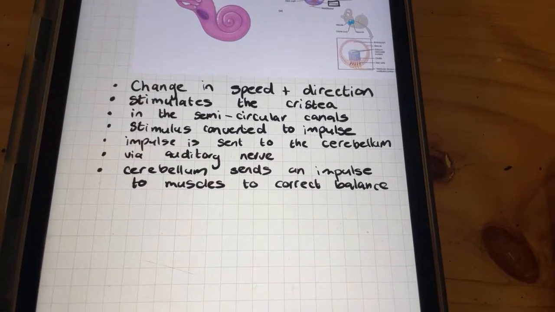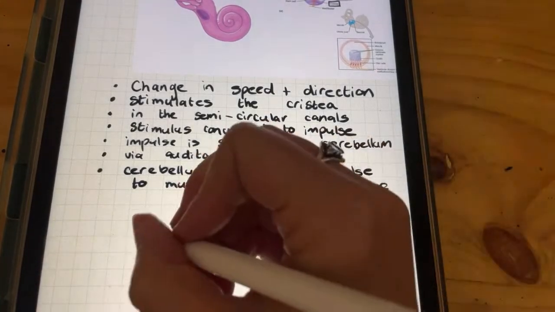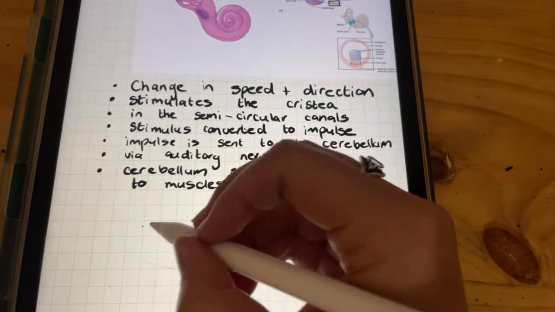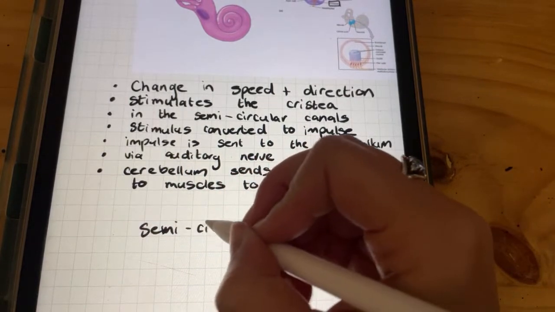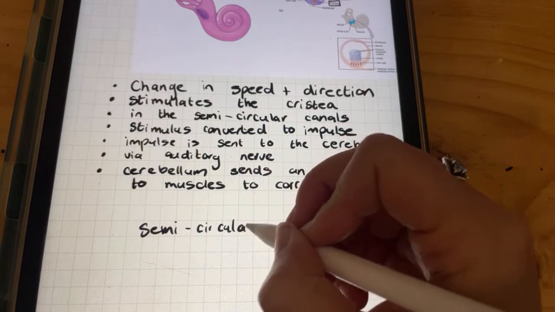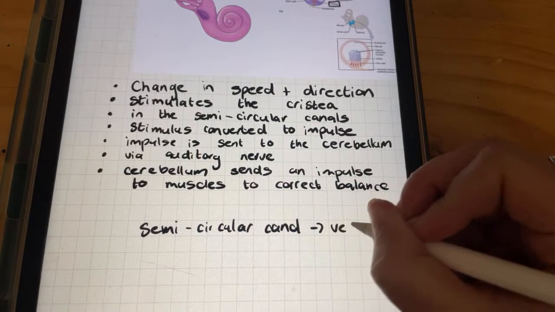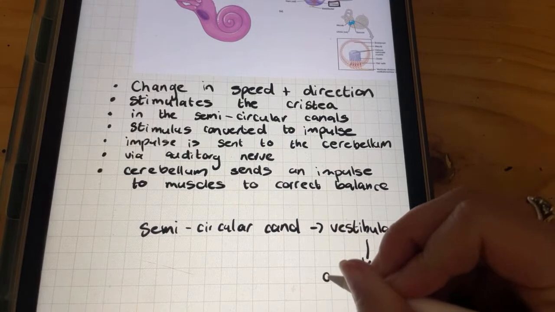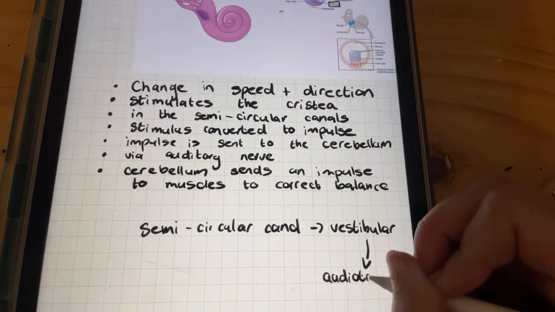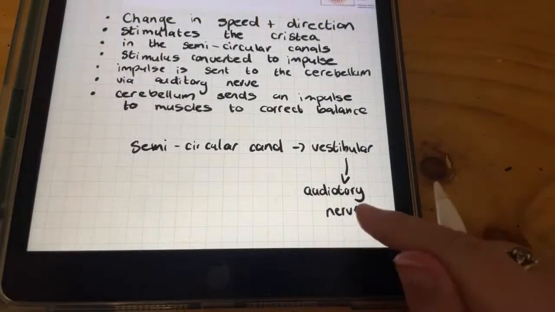As Pop asks, ma'am, what does the vestibular nerve do? The vestibular nerve is a branch of the auditory nerve. So in other words, if you want to think of it like this, it goes from the semicircular canal, from there we go to the vestibular nerve, and from the vestibular nerve we still go into the auditory nerve. In other words, the auditory nerve is the biggest nerve that leaves the ear.